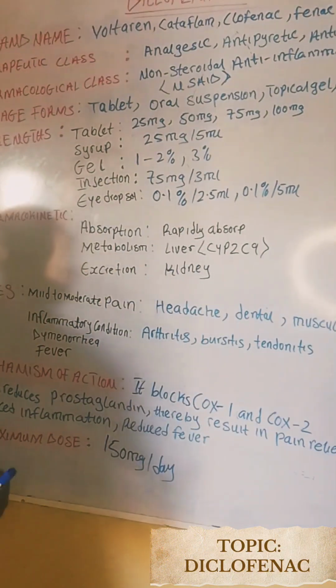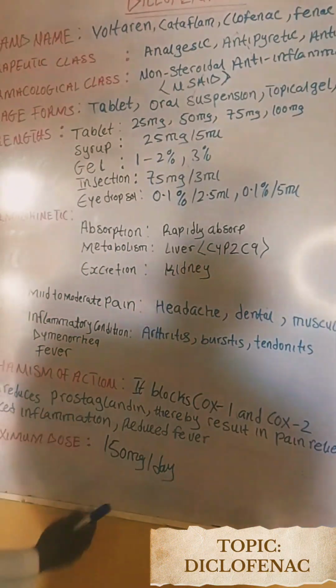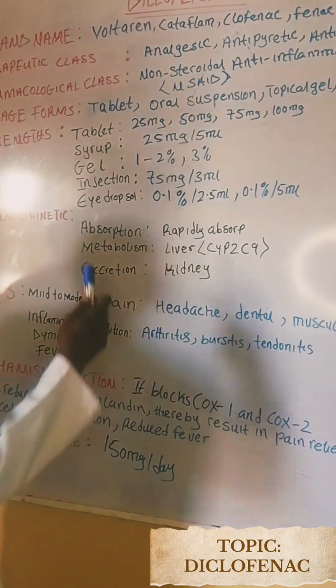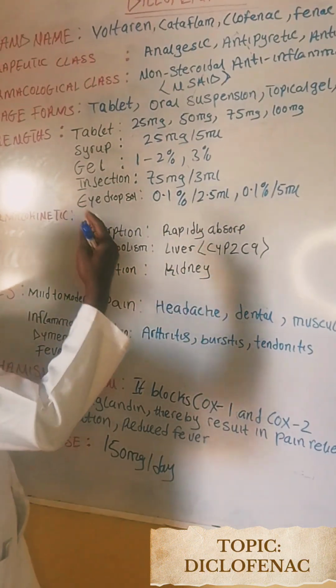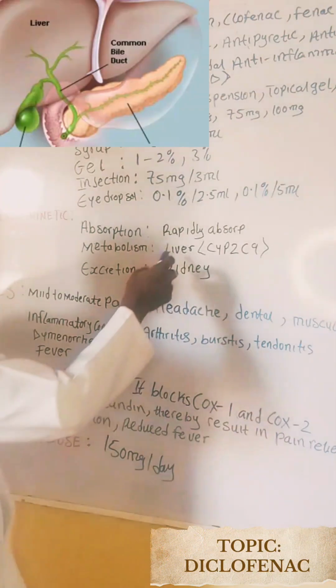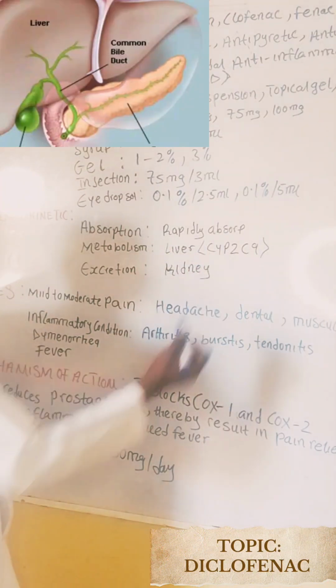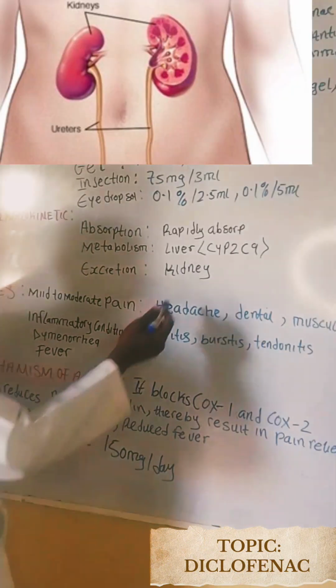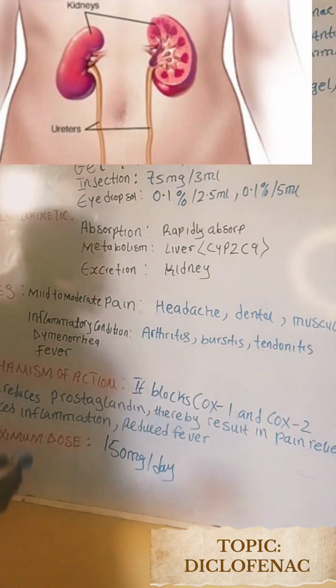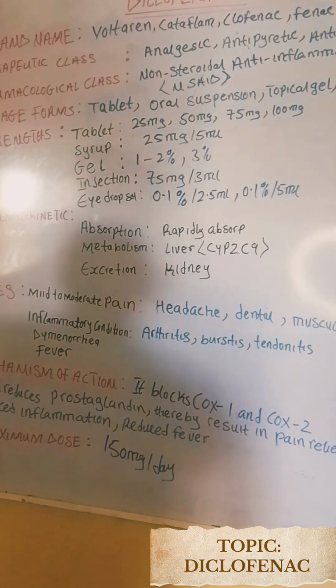And what are the pharmacokinetics of this diclofenac? Diclofenac is rapidly absorbed in our body, and for metabolism, it is metabolized in the liver by the enzyme CYP2C9, and is excreted from our body through what? Through the kidney. And what are the uses of diclofenac?